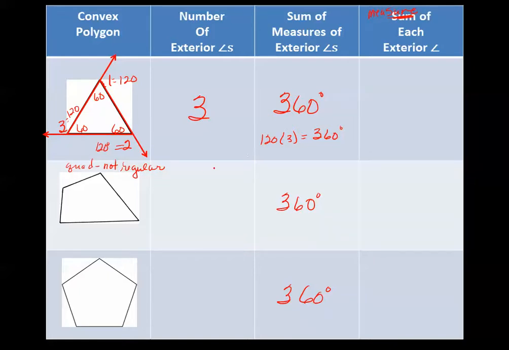Measure of each exterior angle. So I've already figured that out. For this one it is 120. But see, the operation that I did here was multiplication. Okay, so I can figure out the measure of each exterior angle by taking 360 and dividing by the number of sides, which in this case was 3.